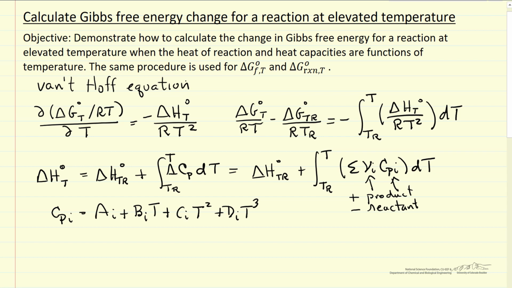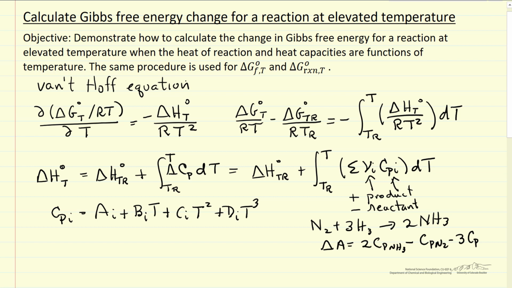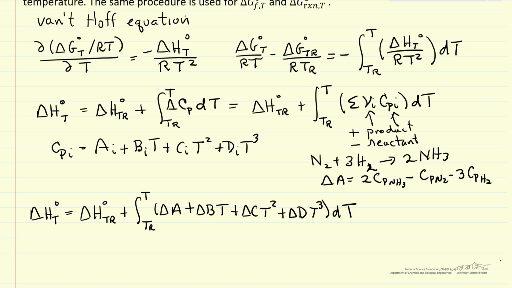And then this summation, we're going to have a number of terms, and let's look at an example to make it a little clearer. So our delta Cp is going to have terms for delta A, delta B, etc. And so delta A would be 2 times the heat capacity of the product, and then minus signs for reactants, heat capacity of nitrogen, and then 3, the stoichiometric coefficient, times the heat capacity of hydrogen. So knowing the heat capacity form, we can now write the heat of reaction in terms of the delta A's, delta B's. I substitute in, and now I can do this integration.